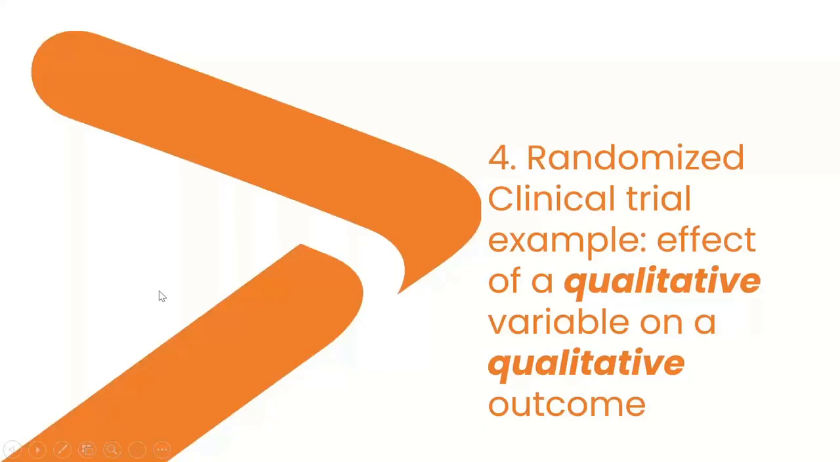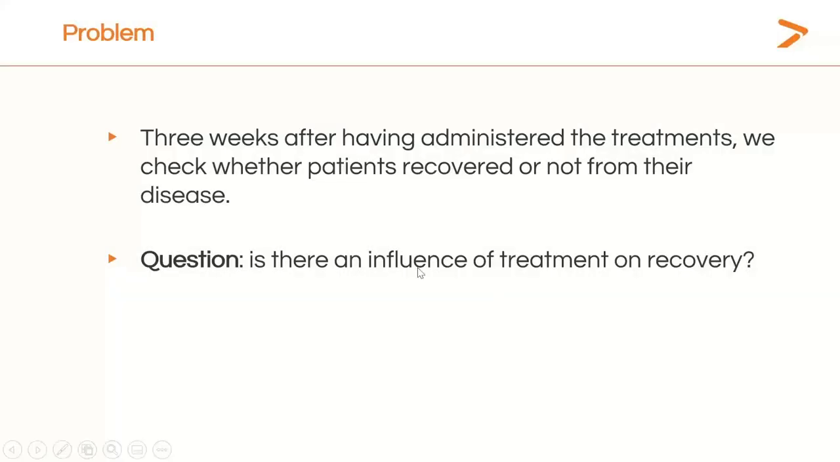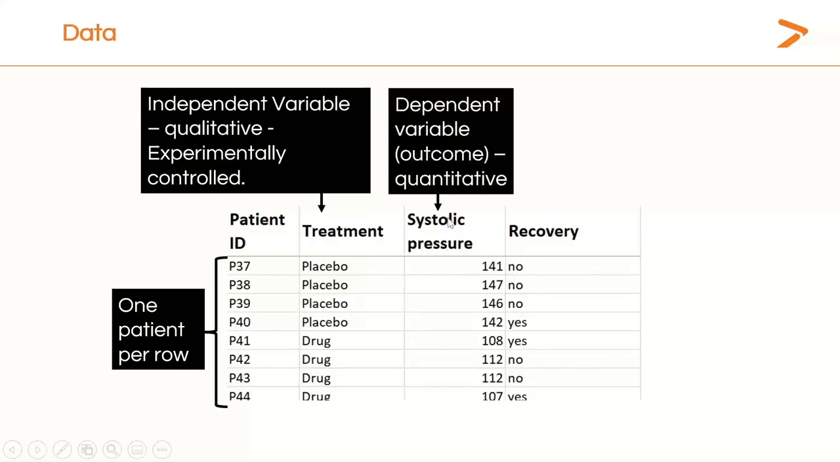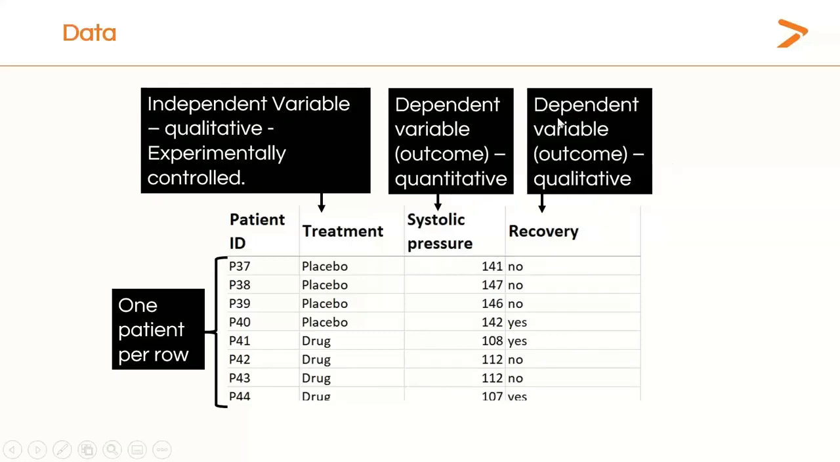Let us move on to another case. Now we're going to investigate the effect of a qualitative variable on a qualitative outcome. So we're still in the same data. Three weeks after having administered the treatments, we check whether patients recover or not from their disease. Question: is there an influence of treatment on recovery? So we still have one patient per row. It's still the same data set, but I just added this column. We have two independent variables now, systolic blood pressure, which is quantitative, and the dependent variable recovery, which is qualitative. Now the goal is to investigate the effect of treatment on recovery.